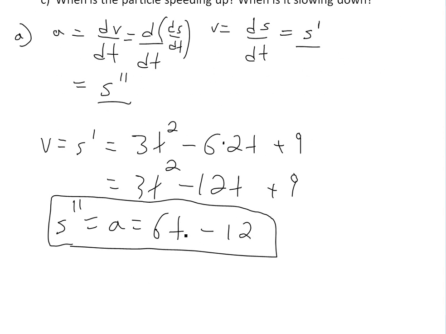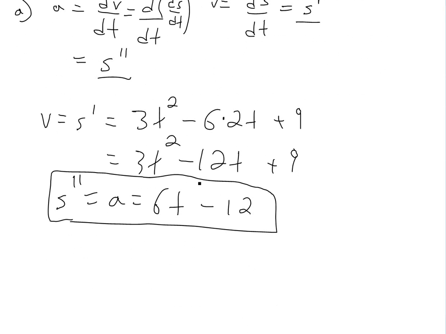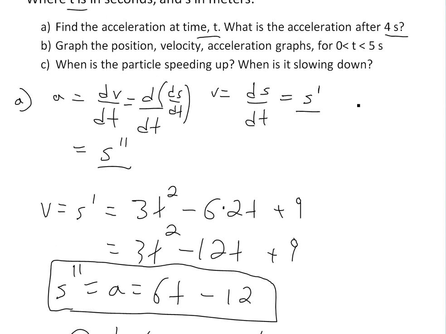Basically this is a straight line, an equation of a line. Then for the acceleration after 4 seconds, at t equal to 4, we get 6 times 4, which is 24, minus 12, so a is equal to 12 meters per second squared, if these are the units. Basically, if s is in meters, then velocity is the change in s over the change in t.